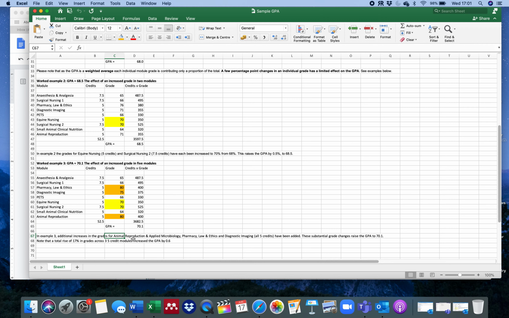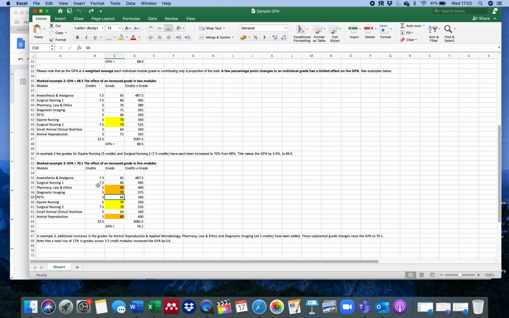The 7.5 credit modules contribute more. So, for example, let's say this person had a bad day in anaesthesia and analgesia, and they only got 42% in the exam. You can see that drops the GPA down significantly. So it was 70.1. We change this from 65 to 40, and the GPA now drops to 66.6. So that was a significant change because it's a 7.5 credit module. If I take, say, the PETS module, which is only 5 credits, and knock that grade down from 66 to 40, you can see there's a smaller effect on the GPA. So the module weighting is important in terms of calculating GPA.